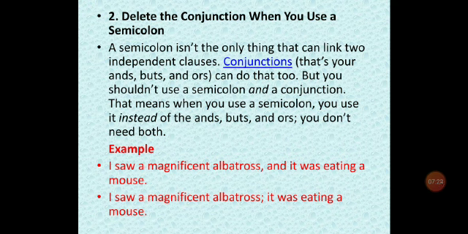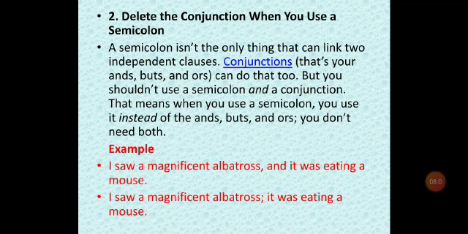The second rule is to delete the conjunction when you use a semicolon. Keep this in your mind that conjunction and semicolon cannot be used together. A semicolon is not the only thing that can link two independent clauses. Conjunctions, what are the conjunctions? And, but, or, can do that too. But you should not use a semicolon and a conjunction together. That means when you use a semicolon, you use it instead of and, but, or. You don't need both at the same time.